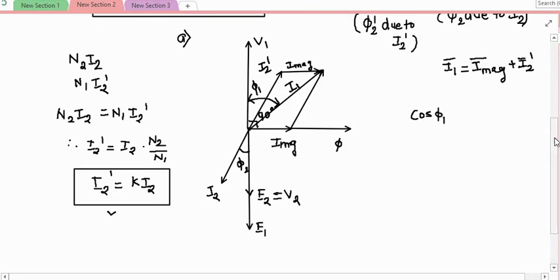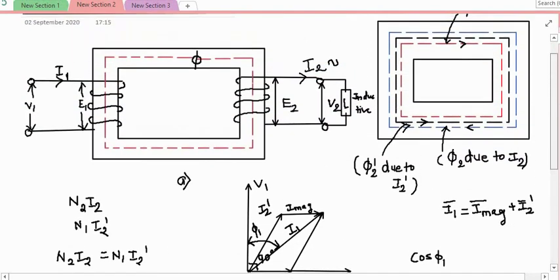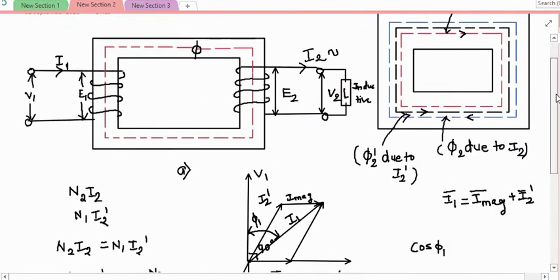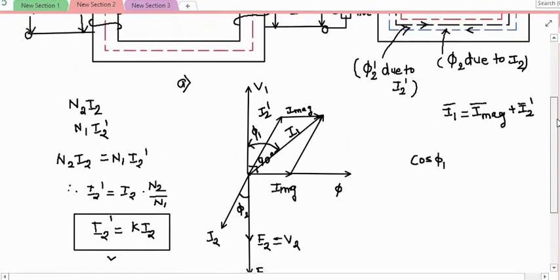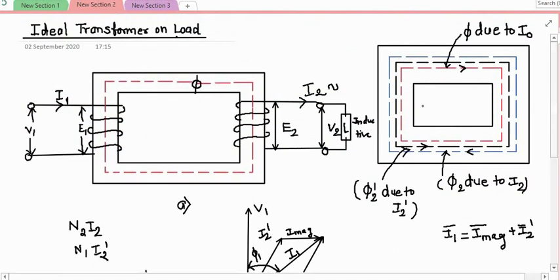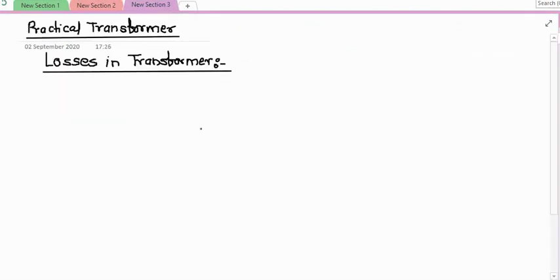I hope that you have understood the ideal transformer on load, how flux remains constant, and how to draw the phasor diagram of the ideal transformer on load. Now let us start with the practical transformer.